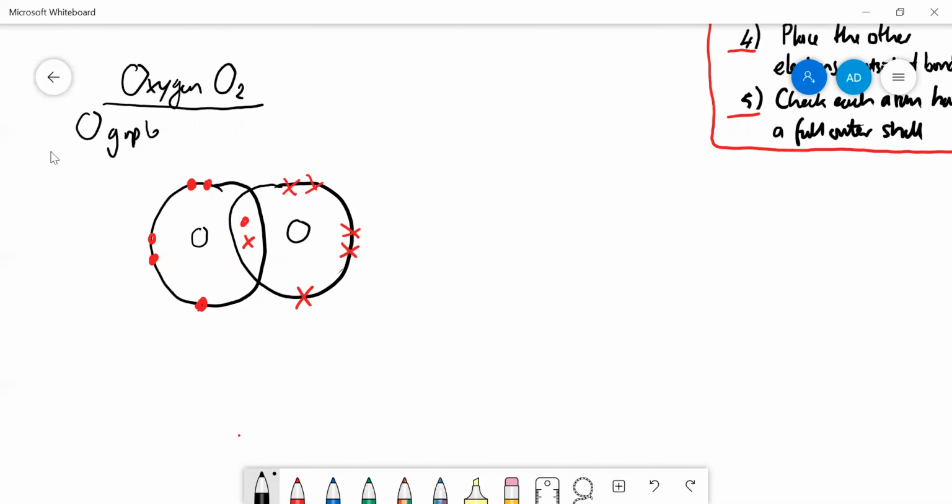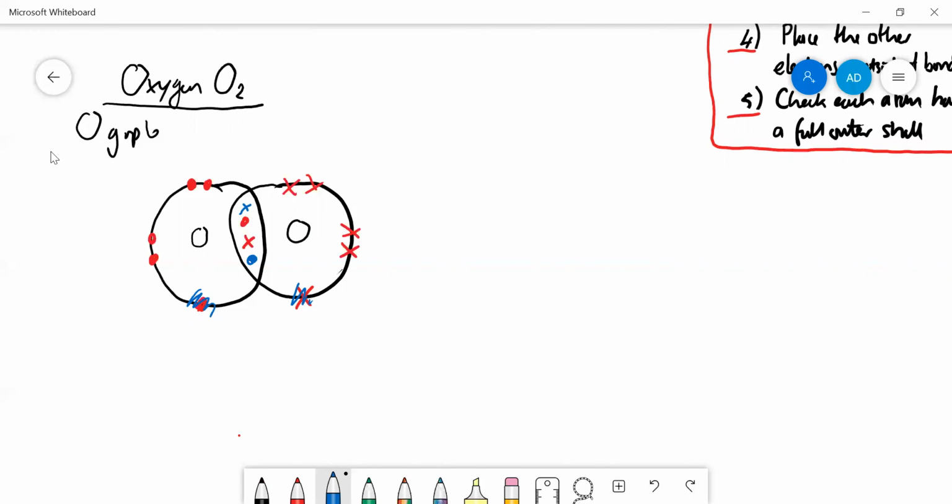Now, of course, what really happens here is oxygen forms a double bond, doesn't it? So if I get rid of that electron there, and I'm going to put it in there instead, and get rid of that electron there, and put it there instead. Now, let's do step 5. Check each atom has a full outer shell. Well, it's got 2, 4, 6, 8. Yeah, that's fine, and the other one's fine as well. So that is the bonding in oxygen.